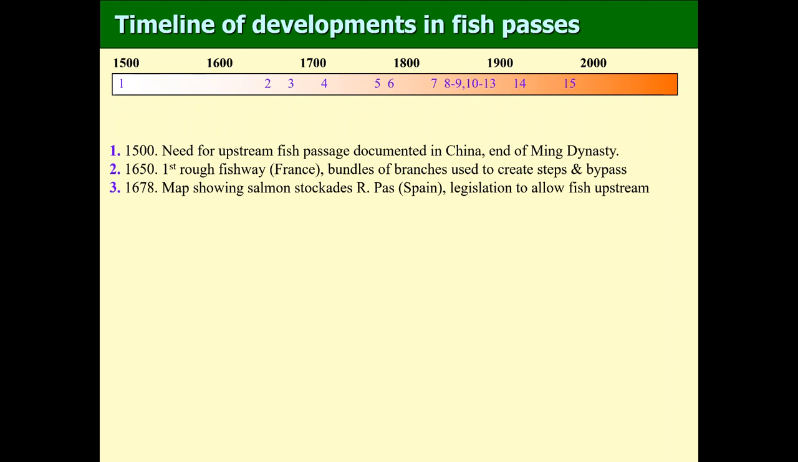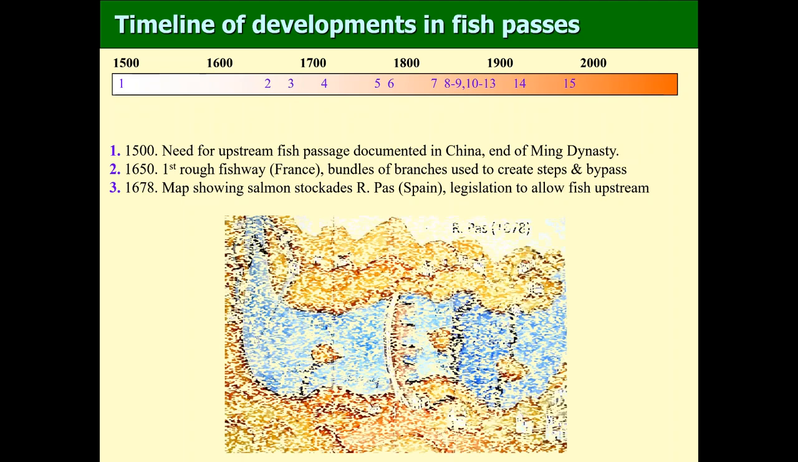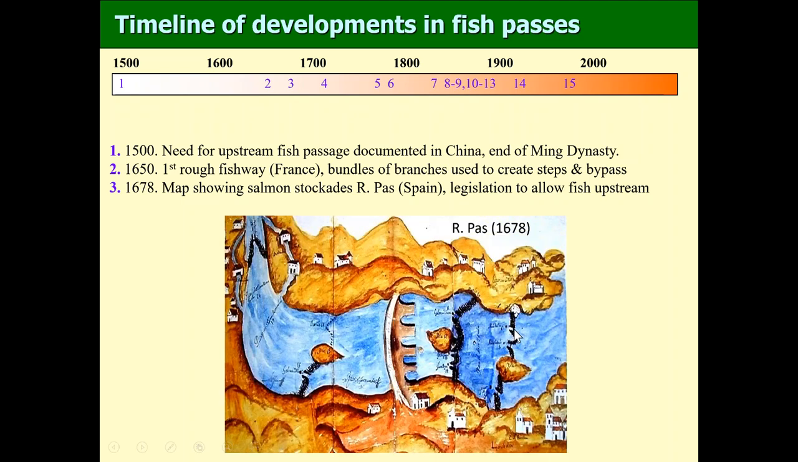Later in 1678, and I'm very fond of this map, you can see where legislation was passed by royal decree that made it illegal to block the passage of migratory fish. In this beautiful map, you can see the so-called salmon estocades, which prevented fish passage, and the king had to intervene to make sure that the migratory fish, which sustained this important fishery, were able to go all the way upstream. So rules and a decree was passed regulating how these estocades should be built.